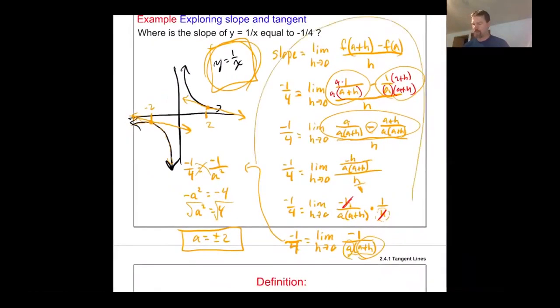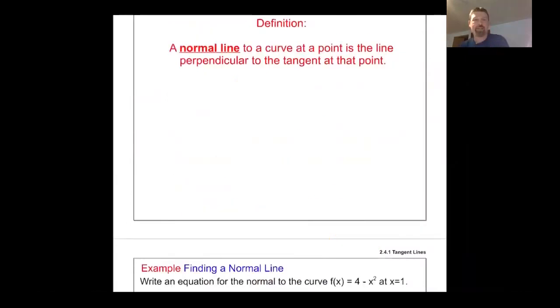Don't let this math scare you. It looks so long. It looks like a lot of work, but it's not too bad. Just take it a step at a time. If you run into problems, come see me or your teacher during office hours. We can definitely help you out with this. This is a long section.